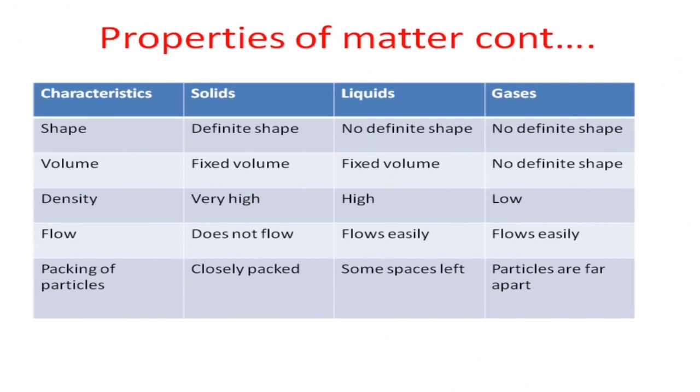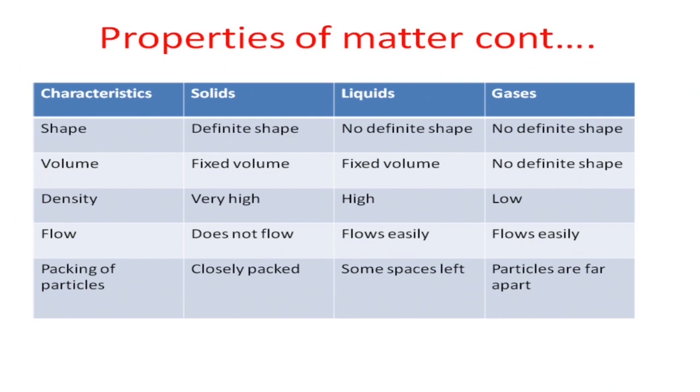The second one is volume. So looking at solids, they have fixed volume. For example, if you take a loaf of bread, what's the shape of a loaf of bread? A loaf of bread is in the form of a cuboid. Now, how can you calculate the volume of a cuboid? So refer to your mathematics. The volume of a cuboid is given by taking length, you multiply by width, then you multiply by depth or height.